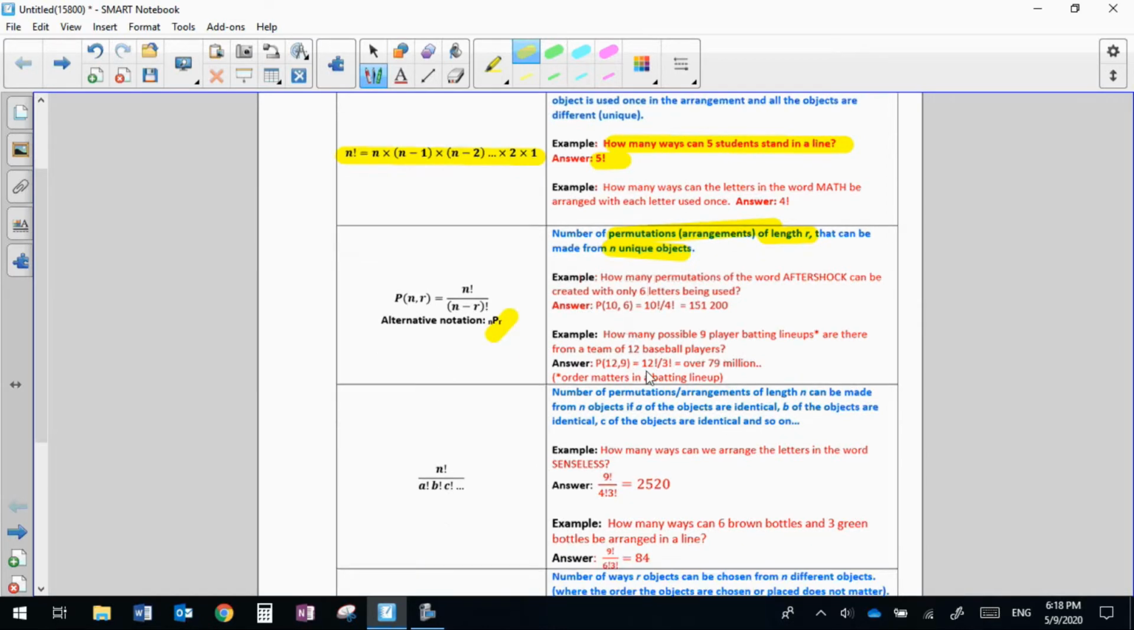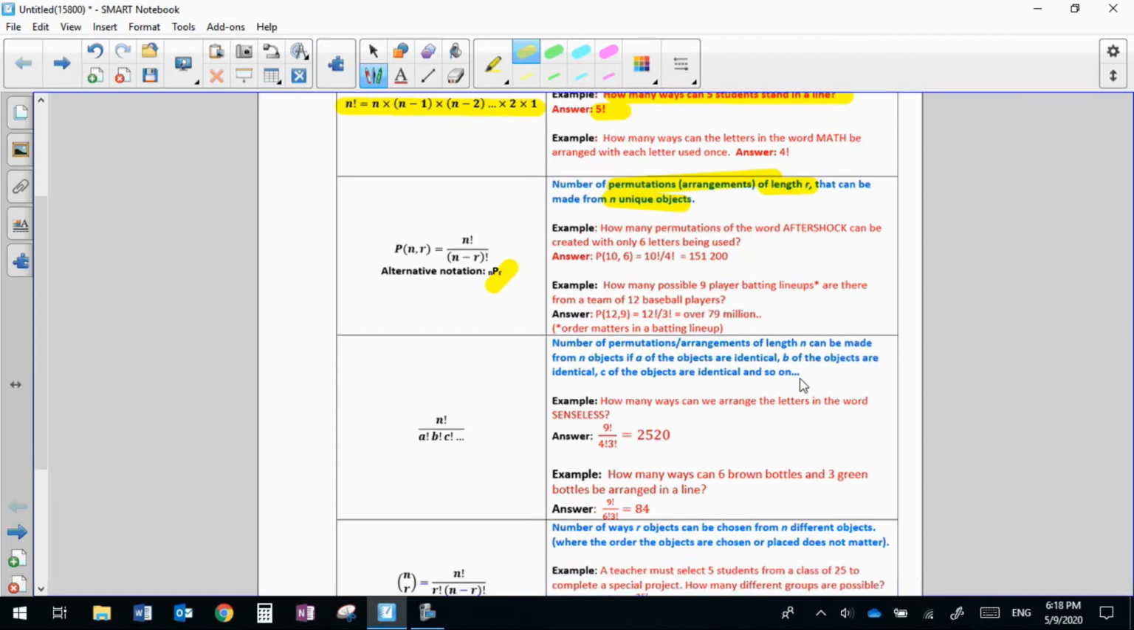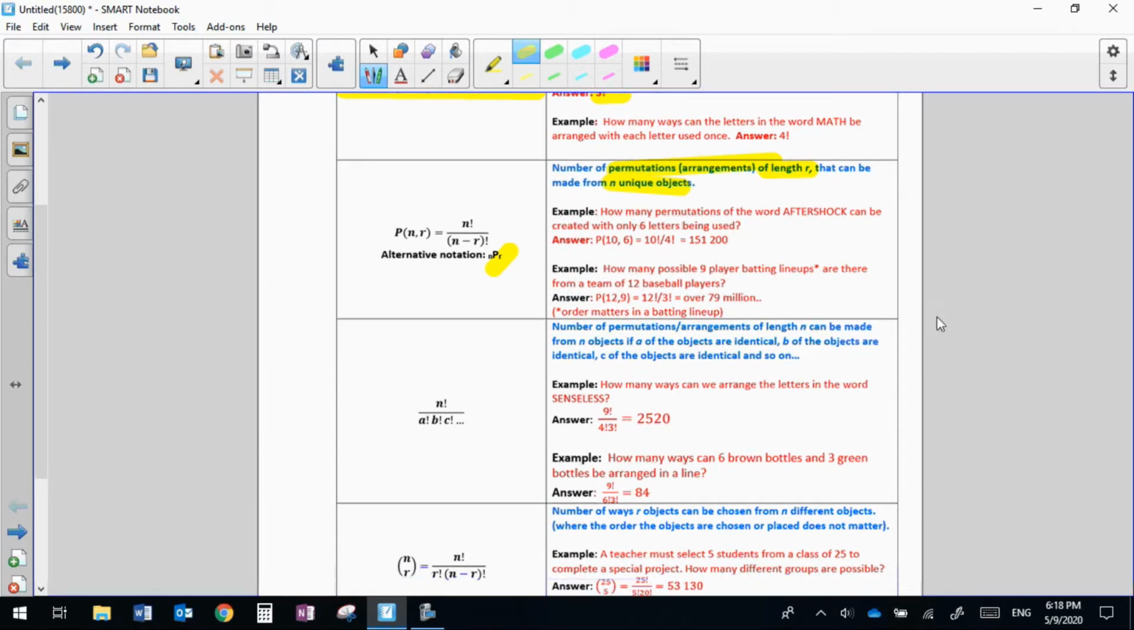We then talked about, well, what about the case when you're arranging n different objects, but some of the objects are identical? For example, how many ways can we arrange the letters in the word senseless? Yeah, there's 9 letters, but 4 of them are S's, so we take our 9 factorial and divide by 4 factorial to take into account all the different ways S's can be arranged. And then the 3 factorial is for the 3 E's.